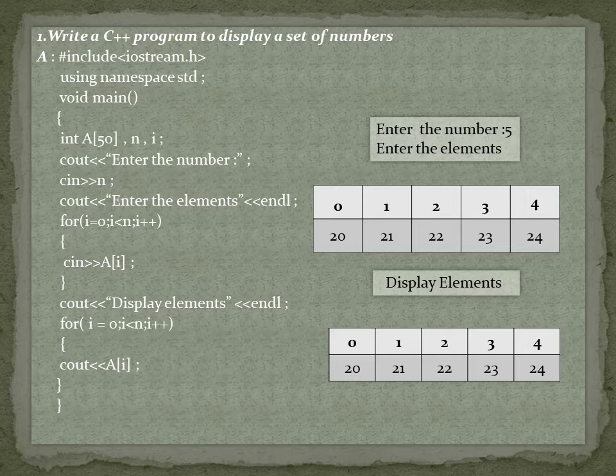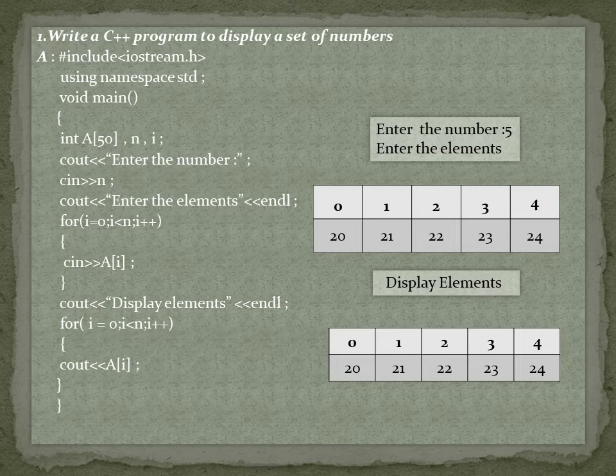Write a C++ program to display a set of numbers. This is the program that uses the concept of an array. First is the header file #include iostream.h. Next is the global declaration using namespace std, which is mentioning that we are using standard input and output devices from the C++ library. It is not necessary to mention it in some software, but in some we have to mention that we're using standard input and output devices, that is cin and cout. And next is the main function.